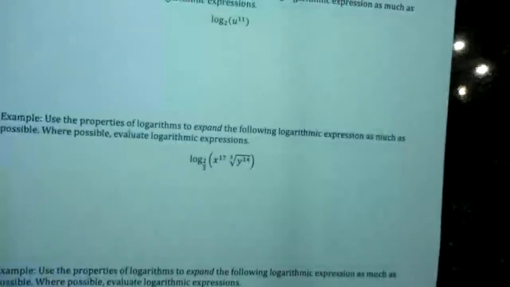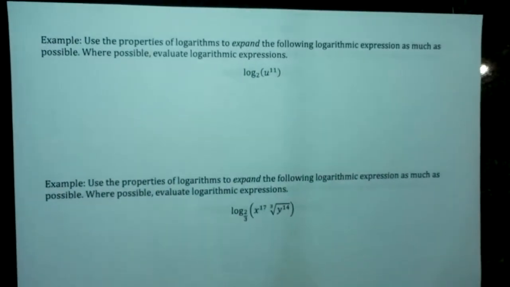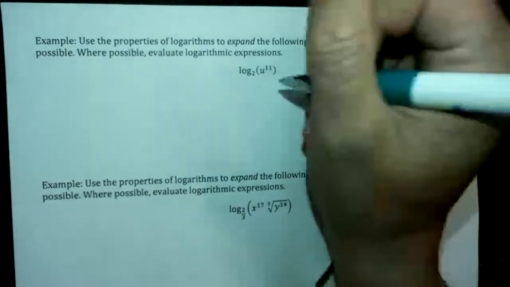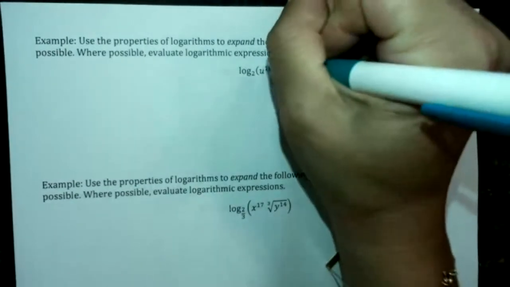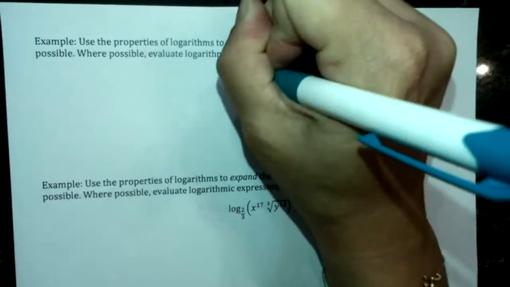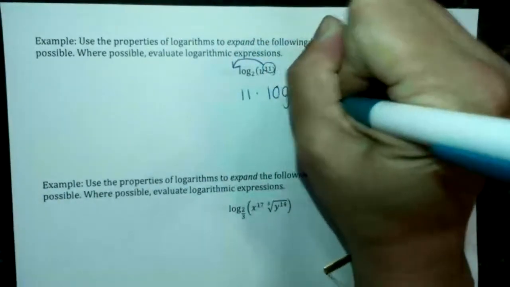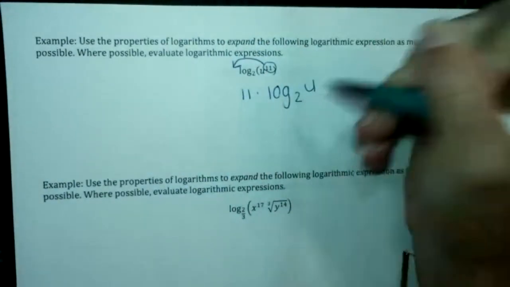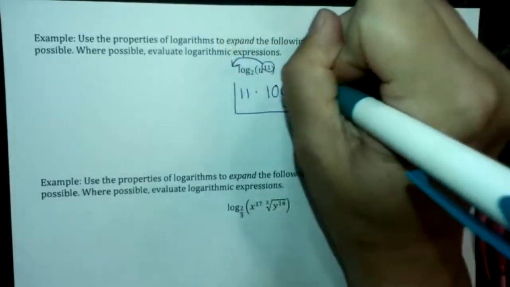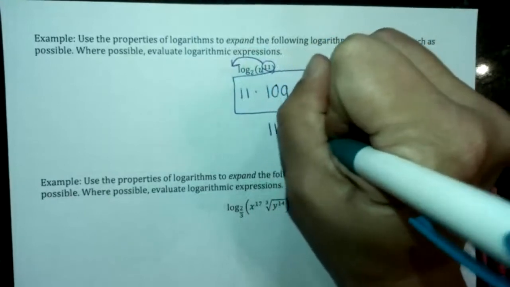Use properties to expand as much as possible, where possible evaluate. Log base 2 of u to the 11th. So we know that this 11th power is going to come down out front. So 11 times log base 2 of u. I can't make the bases the same, so it's going to say 11 times log base 2 of u. If you write it as 11 log base 2 of u, that's fine.